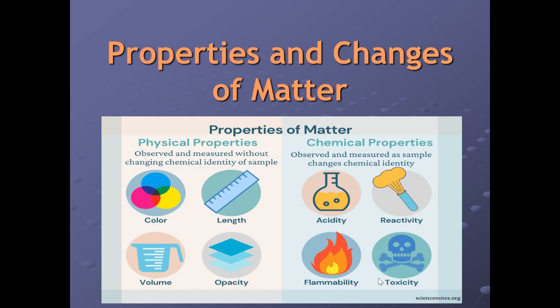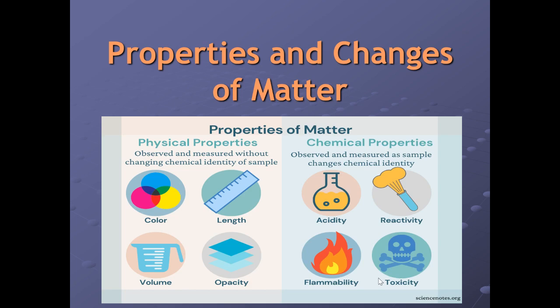And then chemical properties, you see here, are observed and measured as the sample changes chemical identity, right? So this is basically changing from one certain substance like H2O into something else, like, I'm just going to make something up, H2O2. Right? It's no longer the same thing. It's no longer water. H2O2 is actually hydrogen peroxide, which you can put on your cuts or things like that.